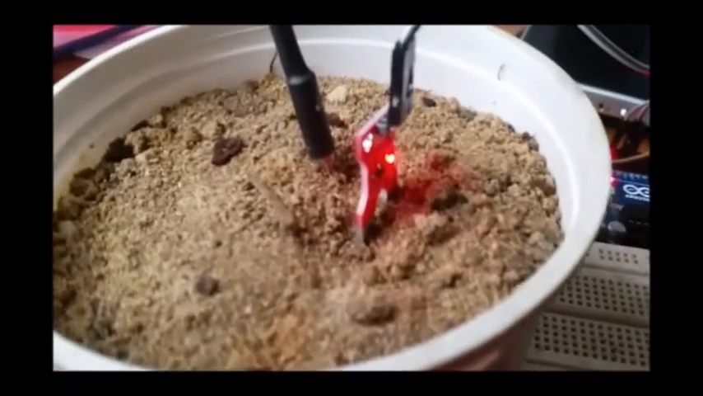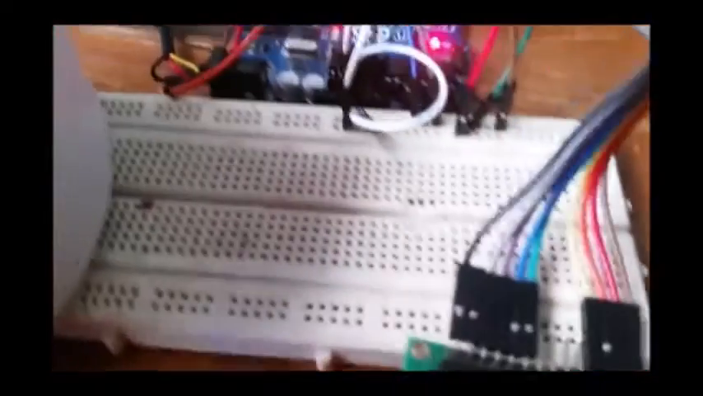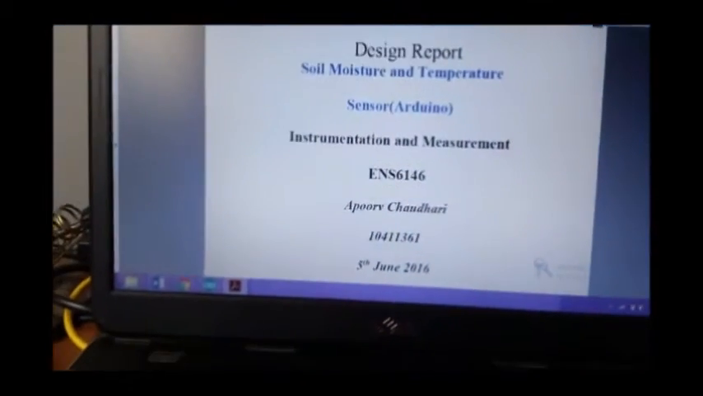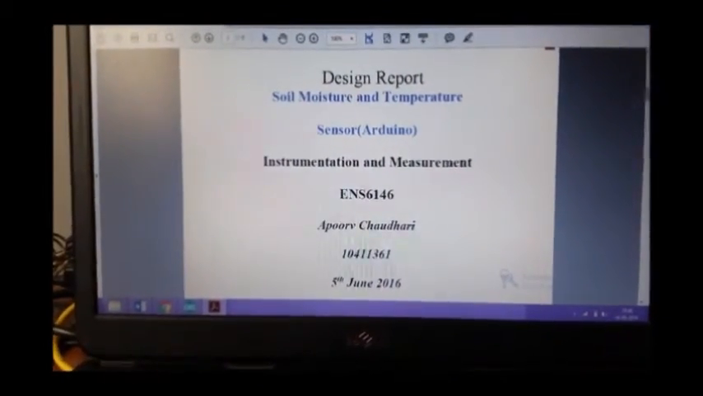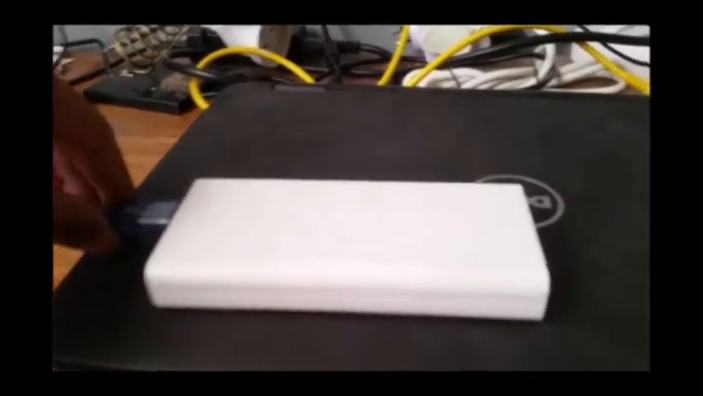This red one is a moisture sensor and another one is a temperature sensor. This is an LCD display showing moisture level and temperature in Celsius. I'm using Arduino. I used my laptop to code the Arduino board, and now everything is done. So there is no need of the laptop further, so I can close it. And we can directly use a power bank to give power to the Arduino board, and here we go.